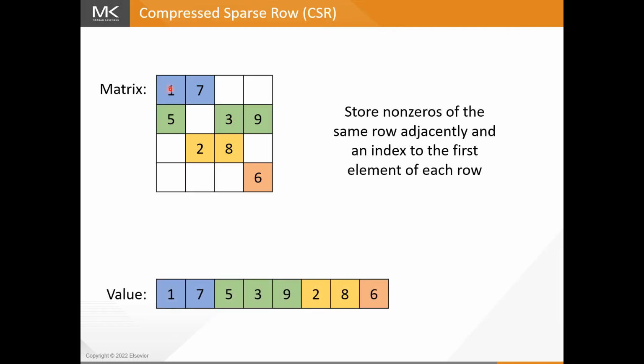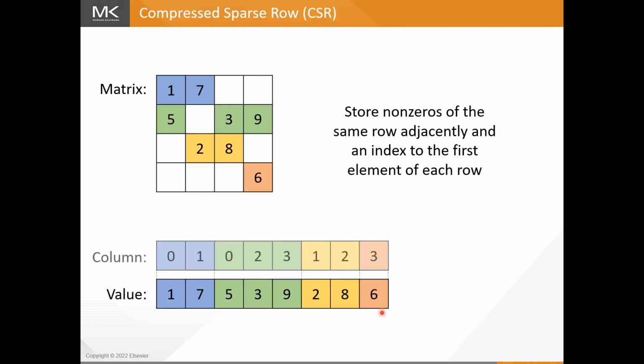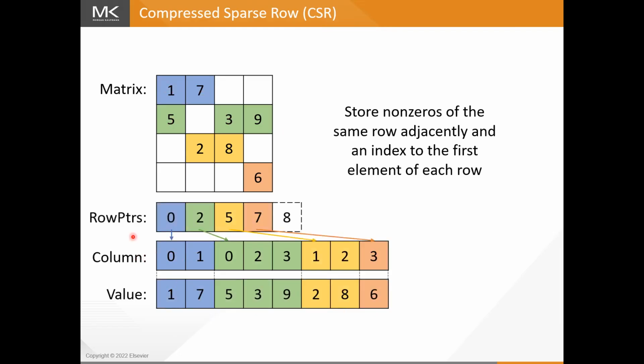Okay, so the elements in the first row, 1, 7, they're over here. The elements in the next row, 5, 3, 9, they're over here, etc. For each one of these, I also have another array that tells me the column index of this value. But instead of having a row index array, I'm going to have what we call a row pointers array. They're not pointers, they're offsets into these other two arrays. But basically, the row pointers array is going to tell me the starting index of the non-zeros of each row.